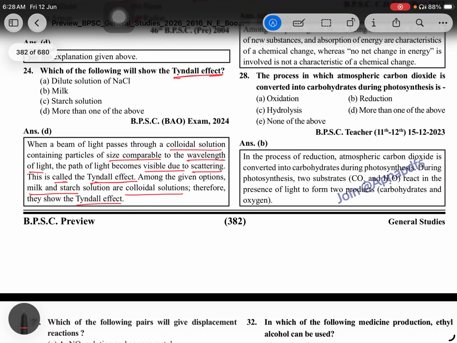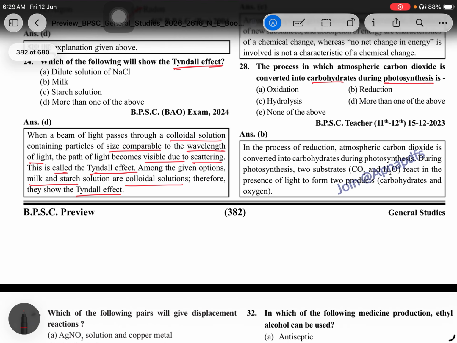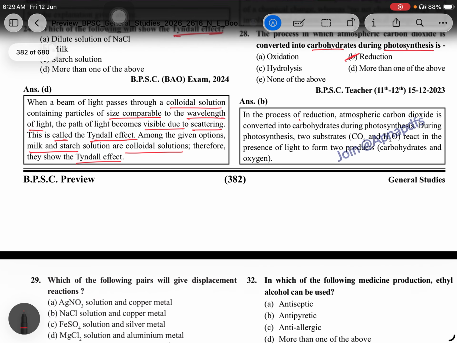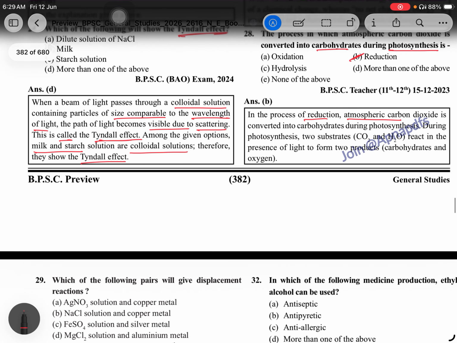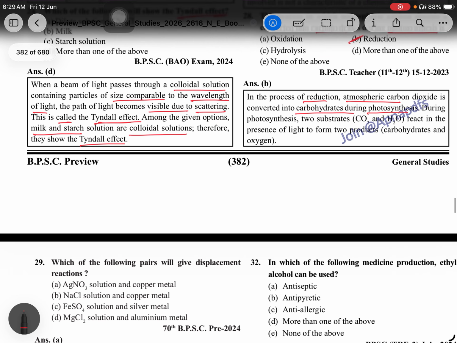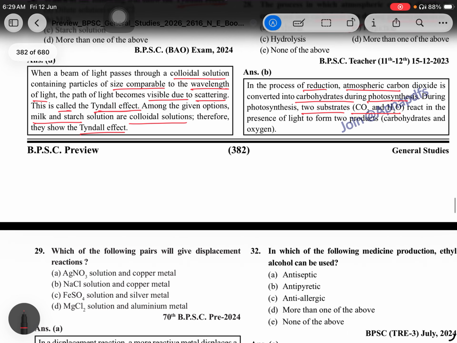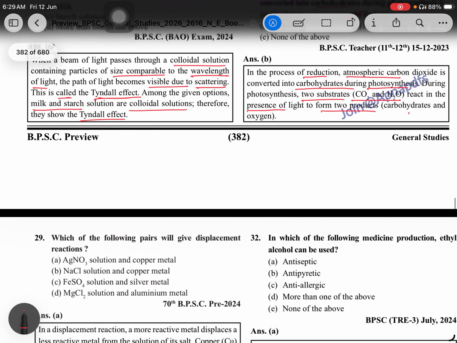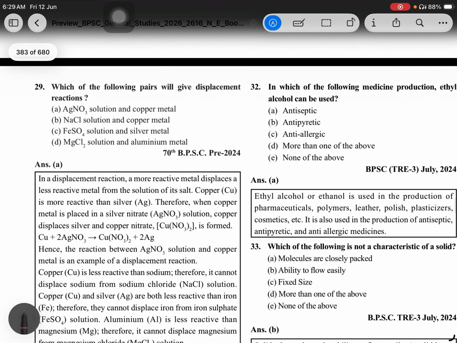The process in which atmospheric carbon dioxide is converted into carbohydrates during photosynthesis is reduction. In the process of reduction, atmospheric carbon dioxide is converted into carbohydrate during photosynthesis. During photosynthesis, two substances, CO2 and H2O, react in the presence of light to form two products, carbohydrate and oxygen.